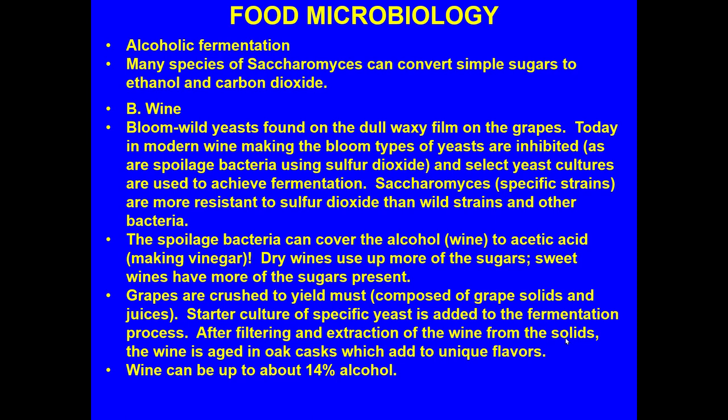The dry wines that you consume use up more of the sugars. The sweet wines have more of the sugars present. Now, grapes originally are crushed to yield what is called must, and that is composed of grape solids and juices. The starter culture of specific yeast is added to the fermentation process. After filtering and extraction of the wine from the solids, the wine is then aged in oak casks. It's interesting that these various oak casks can add unique flavors to the wine. And wine can be up to about 14% alcohol. All right.